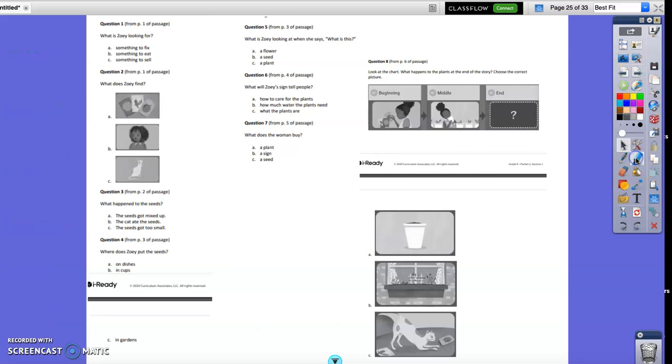Okay, now it's time for us to get our packet out. Okay, number one, what is Zoe looking for? A, something to fix, B, something to eat, or C, something to sell. What was Zoe looking for at the beginning of the story? Something to fix, something to eat, or something to sell. Great! She was looking for something to sell. So what's our answer? We're going to circle C. Our answer C. We're looking for something to sell.